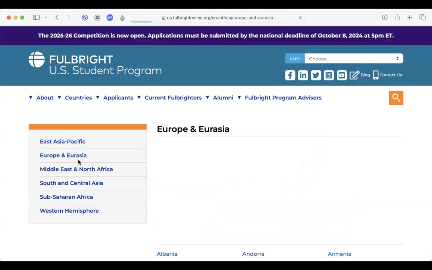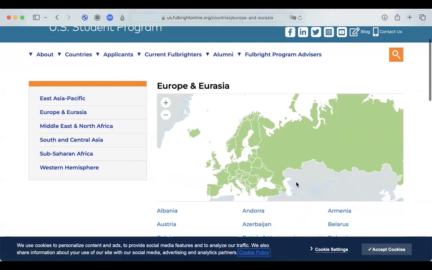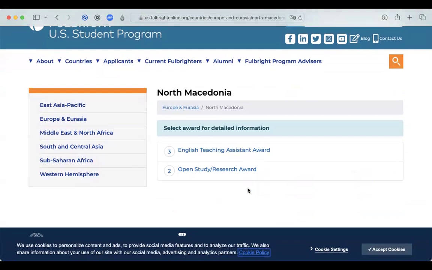Also, you will find that at this very moment, in this case, the grade ones are not part of that region here. But if we look at this, we see even North Macedonia, which is a fairly small country. It has study and research awards available for, quote unquote, student researchers and English teaching assistant awards. Let's talk about what those mean.